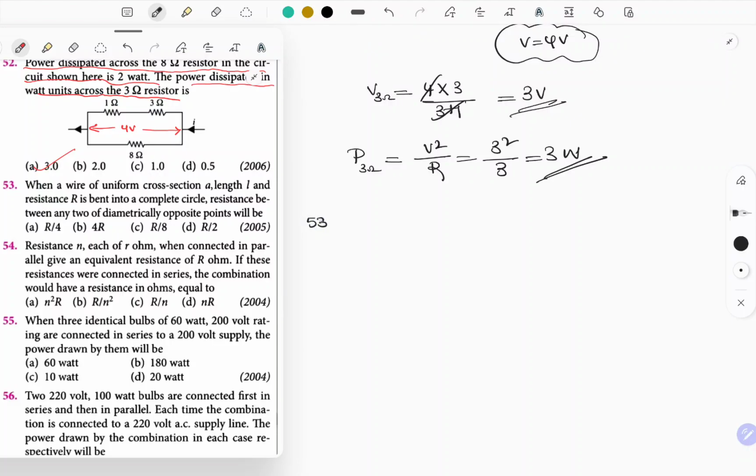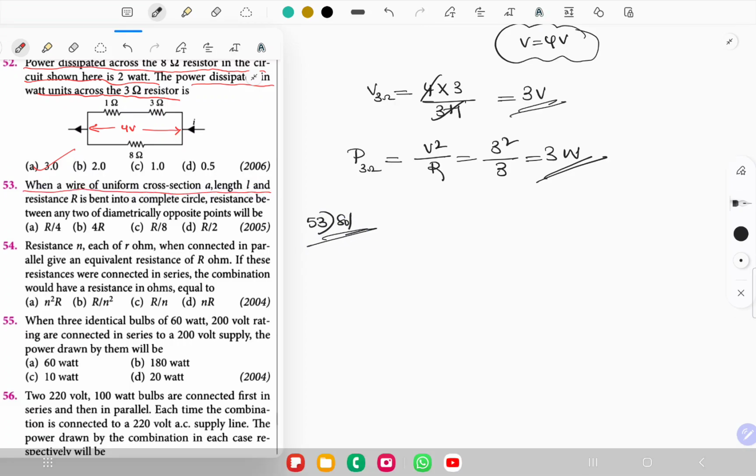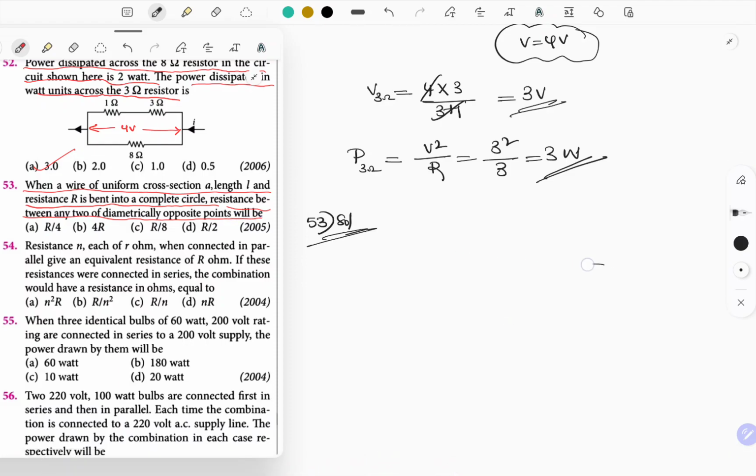Next, question number 53. When a wire of uniform cross section A and length L, resistance capital R, is bent in the form of a circle, what will be the resistance between any two diametrically opposite points? This is how the straight wire is bent. Now this part of the wire is half of the length, and this part is half of the length, so the resistance also reduces, that is R by 2 and R by 2.